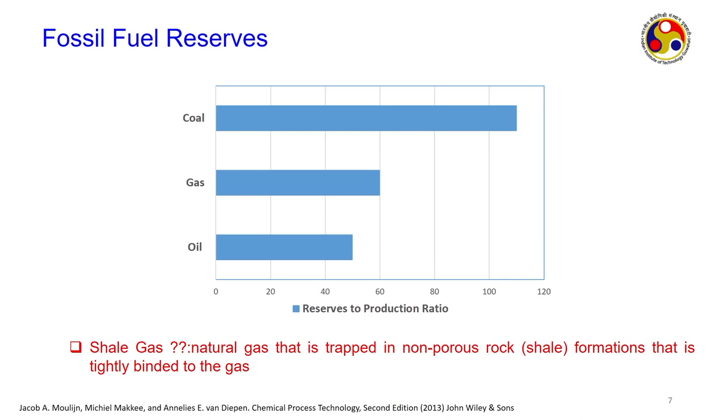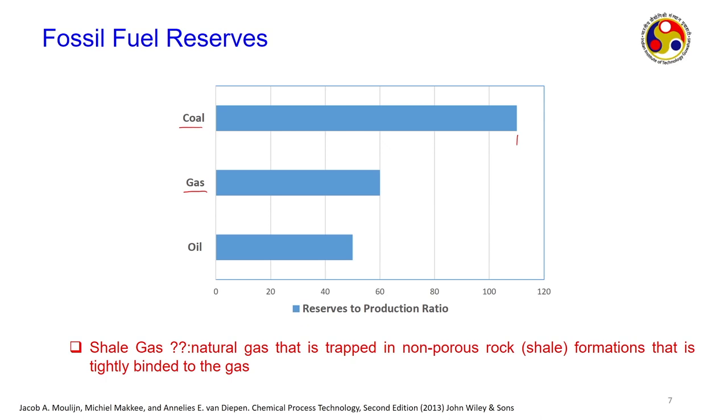The fossil fuel reserves are coal, gas and oil. So what is this graph? In the y-axis we have the different fossil fuels, coal, gas, oil, and the x-axis represents the reserves to production ratio. It means this graph implies the current yearly production and how many reserves are there. You divide these two values, and it will give how many years it will last. So oil is around 50 years, natural gas 60 years, and coal is 120 years. These are just average estimate ratios.